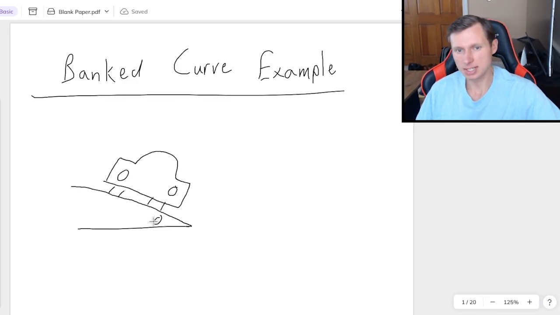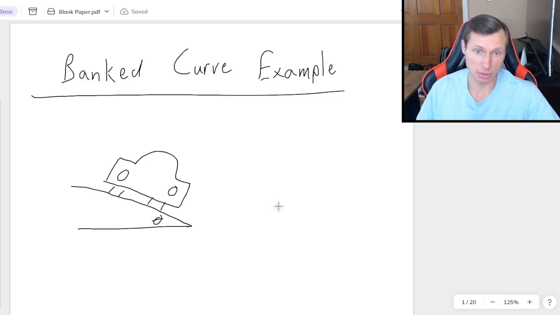The ramp has some angle theta, and the reason why the road is banked is because it allows you to take the turn at faster speeds. That's why if you ever watch NASCAR, which I don't know why you would, but if you do, you'll notice most of the track is curved. And that's because it allows you to have gravity work in your favor to help you make the turn, and so therefore you can go at higher speeds.